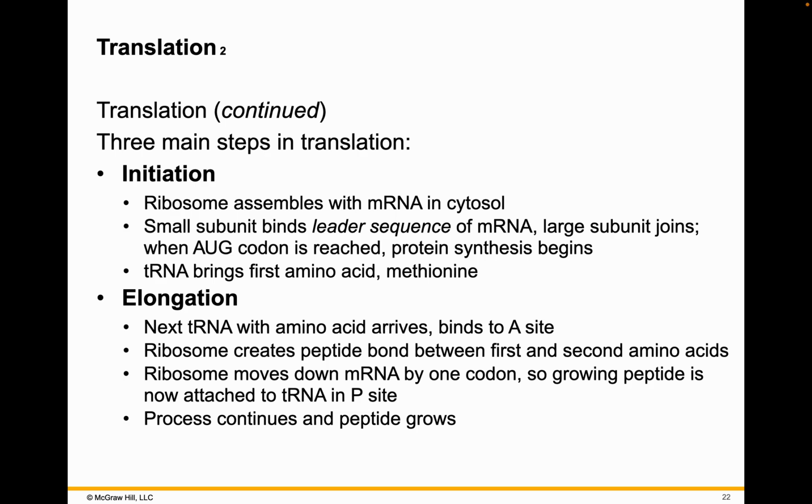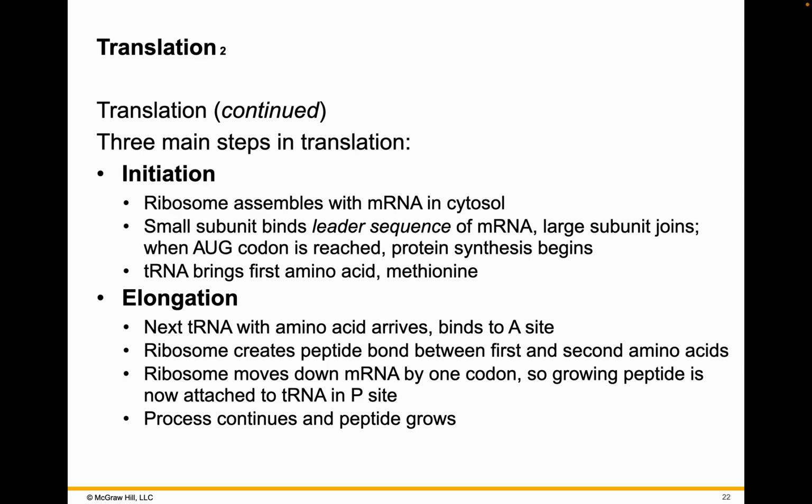Translation occurs in 3 main steps. So the initiation begins when the ribosome assembles with messenger RNA in the cytosol. The small subunit binds to the leader sequence of the messenger RNA. The large subunit joins when the AUG codon is reached. Protein synthesis begins. A transfer RNA carrying the amino acid methionine comes in.